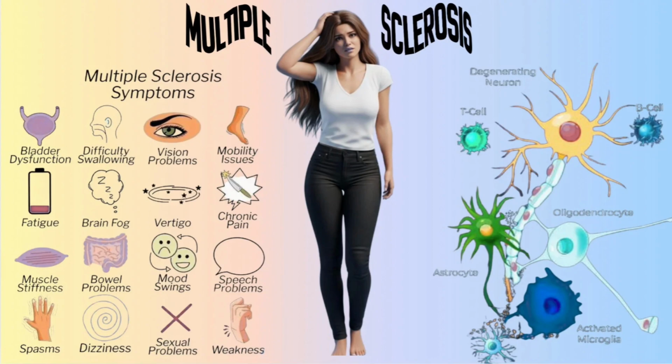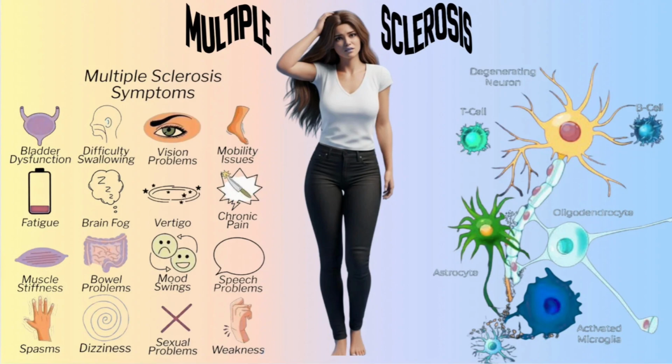In MS, the body's immune system mistakenly attacks these oligodendrocytes and the myelin they produce. It's a huge error. The immune system turns against its own tissue. When that insulation is stripped away, nerve communication breaks down. Signals either slow dramatically or fail to get through at all. That leads to the wide variety of problems seen in MS, from motor difficulties to sensory and even cognitive issues.